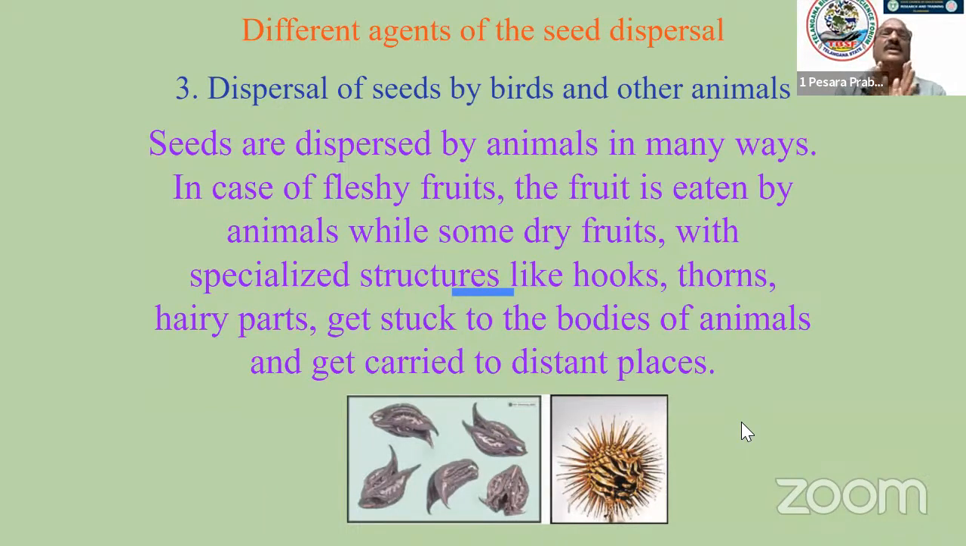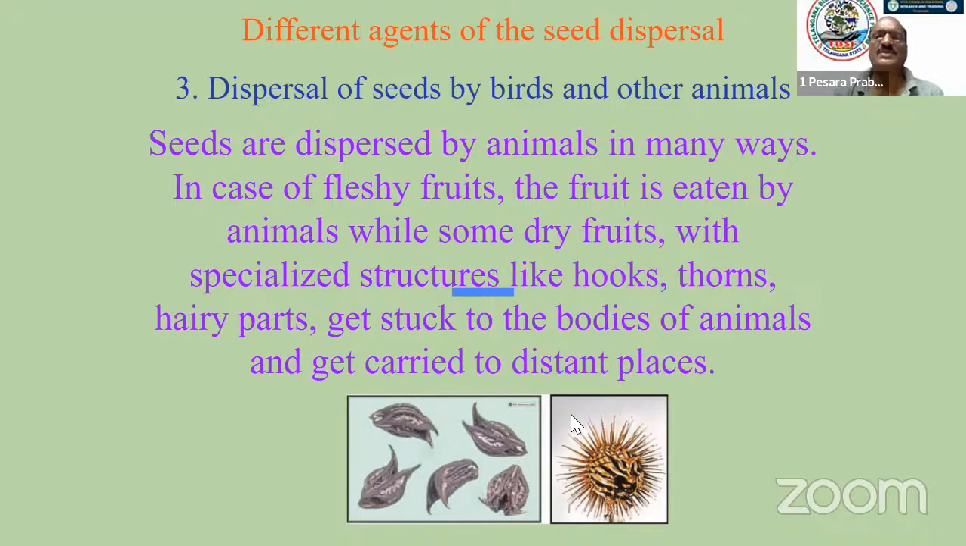See the third one. What is the third one? Dispersal of seeds by birds and other animals. Why does the dispersal of seeds take place by birds or other animals? Because these seeds have some thorns or hooks. Seeds are dispersed by animals in many ways.